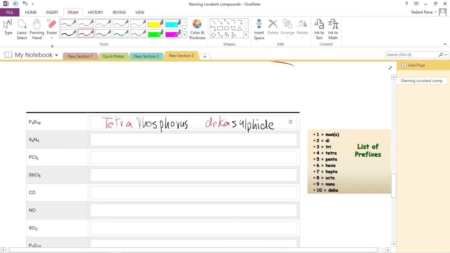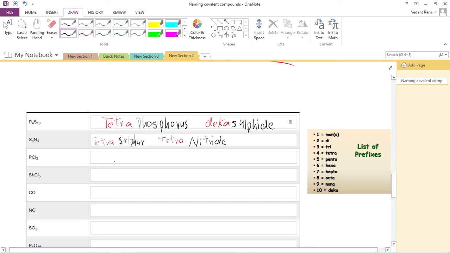Next is S4N4. S stands for sulfur, so our first element is sulfur. Second element nitrogen, we write that with IDE, so nitrogen becomes nitride. 4 of each, so we use the prefix tetra for both. So the name of this compound is tetrasulfur tetranitride.